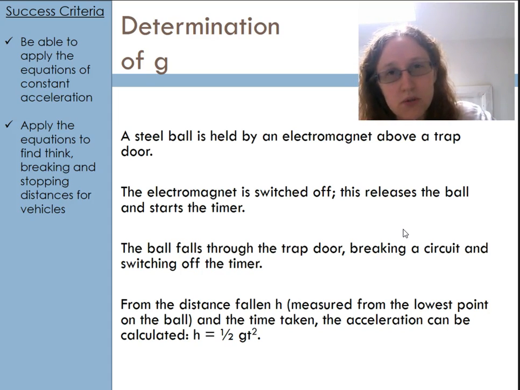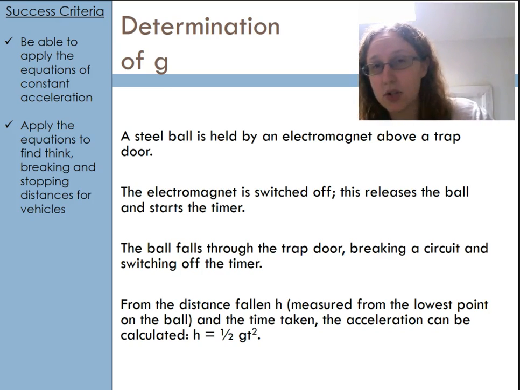Once you've got your initial velocity as 0, if you use the equation s equals ut plus a half at squared, the ut will vanish because your initial velocity was 0. So your displacement is equal to a half at squared. Now the a is what we're trying to find. We can measure the h because that's the distance between where the ball started and the trapdoor, and the time we recorded. So this is a method for determining g, the acceleration of freefall.